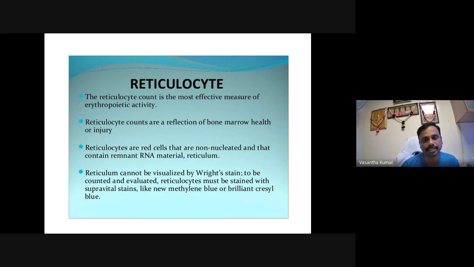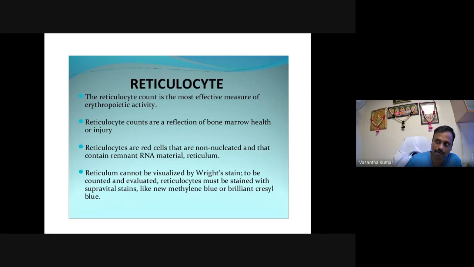We'll have a brief discussion about reticulocytes. I already told you reticulocytes are precursors of RBCs during the production of various cells, starting from pluripotent cells to RBCs. The reticulocyte is the precursor to the red blood cell, and like RBC, it also doesn't have a nucleus. The reticulocyte count is the most effective measure of erythropoietic activity. Reticulocyte counts are a reflection of bone marrow health or injury. Suppose the bone marrow is not functioning properly, what will happen? The reticulocyte count is less.